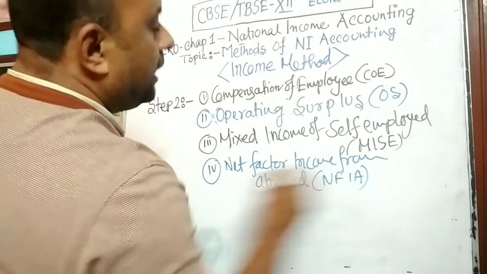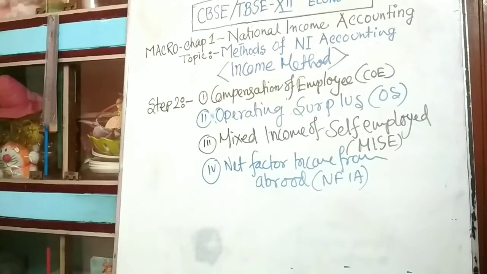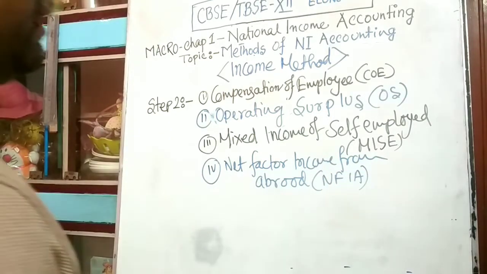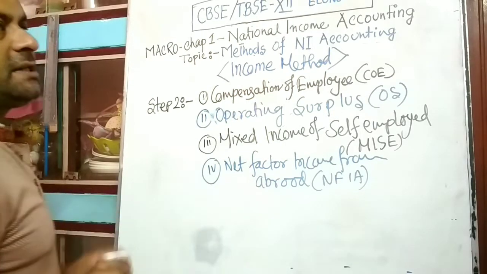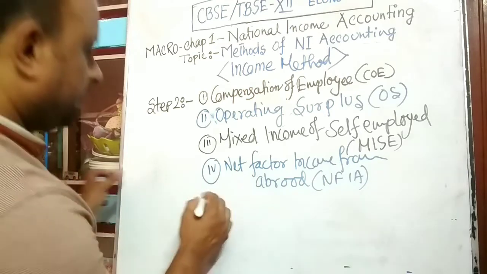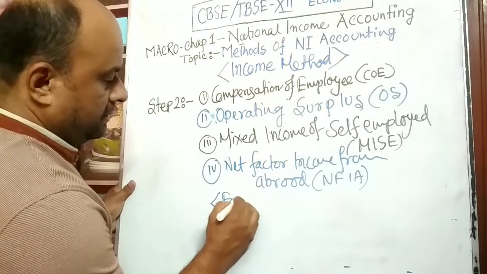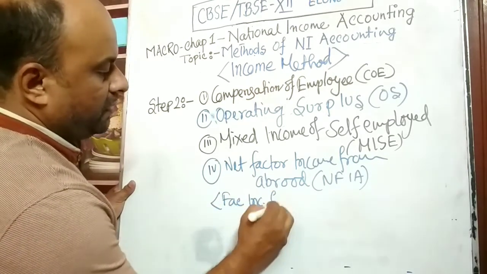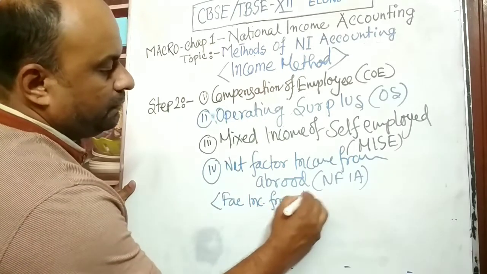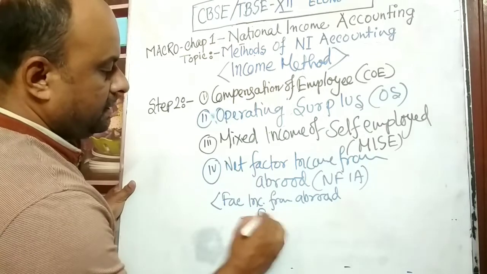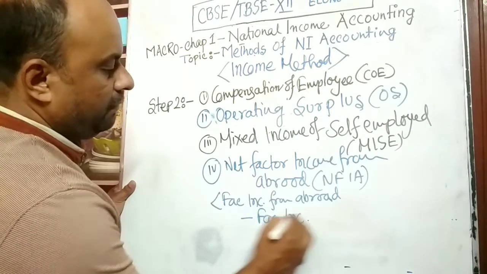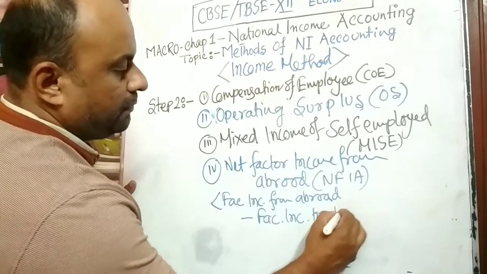NFIA. You learned it in the last class in circular flow of income, net factor income from abroad. It is also given directly in the question. Sometimes parts are given. What are the two parts? One is factor income from abroad minus factor income to abroad.